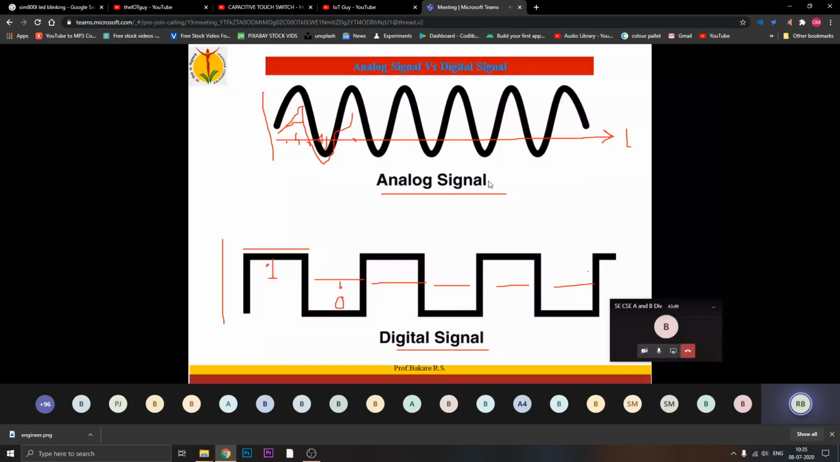Now dear students, throughout the syllabus, we can define a digital signal in terms of numbers, either 1 or 0.